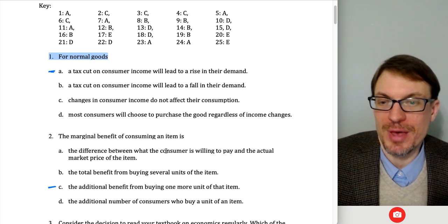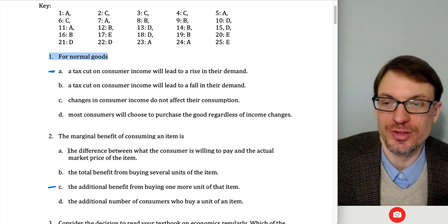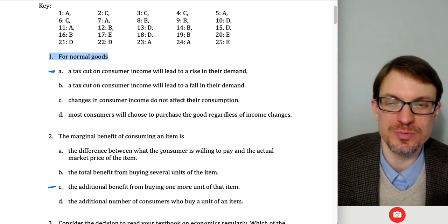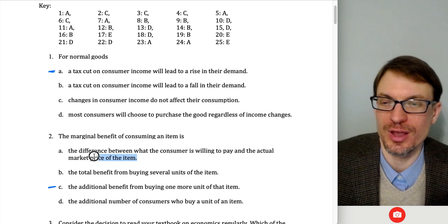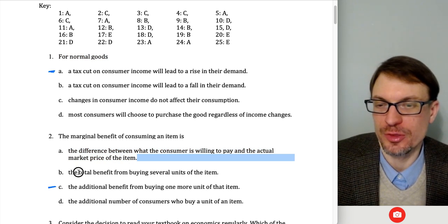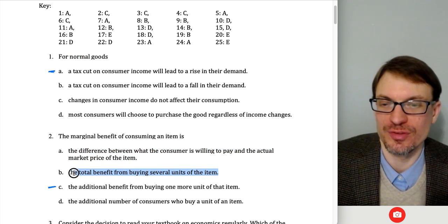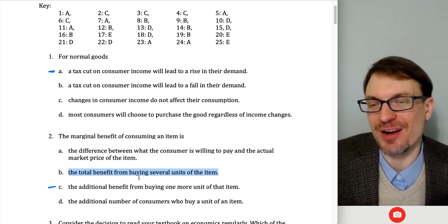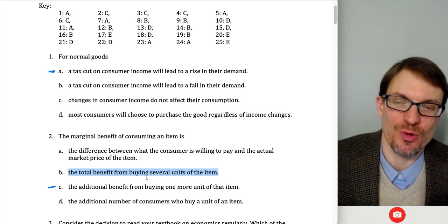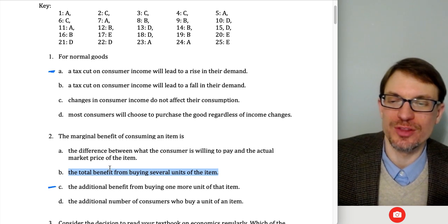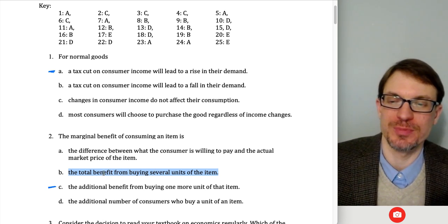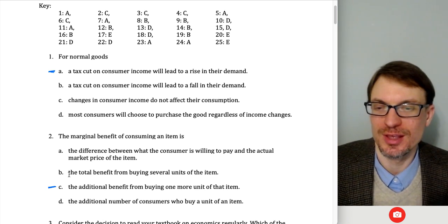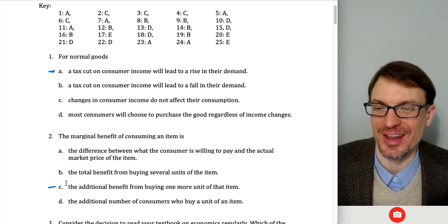All right. Marginal benefit of consuming an item is, well, the difference between what a consumer is willing to pay and the actual price of the good. No, the difference between the willingness to pay and the actual price is buyer surplus. The total benefit from buying several units of the item. No, this would be like aggregating up. Not quite total surplus, because benefit minus cost gives you surplus, but it'd be the benefit portion. So anyway, it's not that.